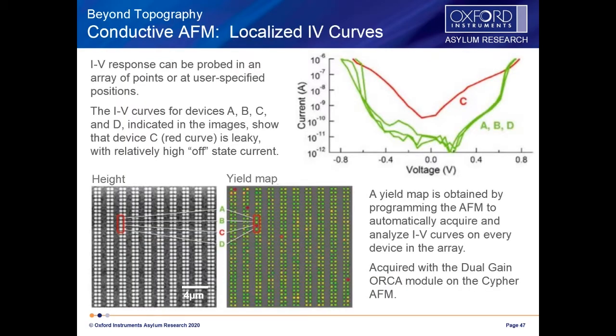So what do some of these measurements look like? So this example is a surface that has several transistors. Each of these white dots is a transistor, and an AFM tip can go and land on each point on this surface and perform a current versus voltage measurement. This IV measurement will give you whether these devices are working well or not.